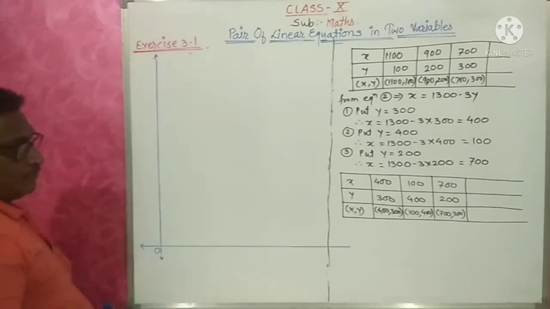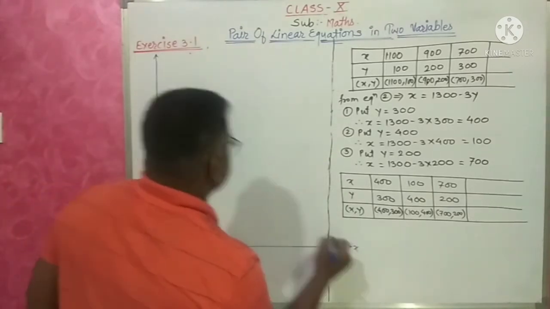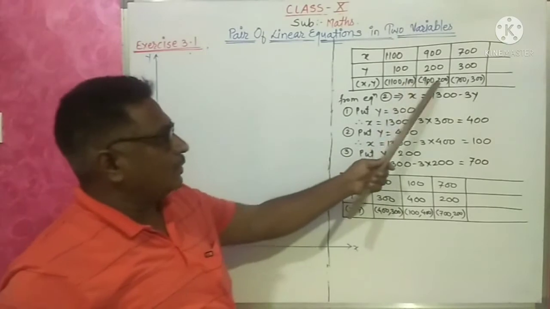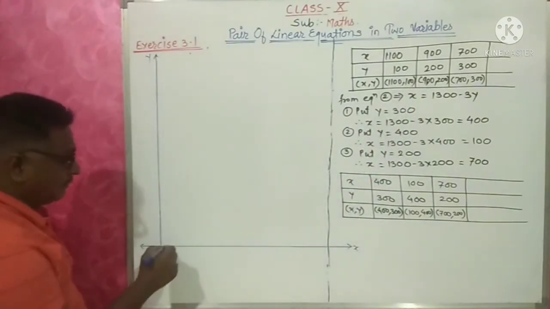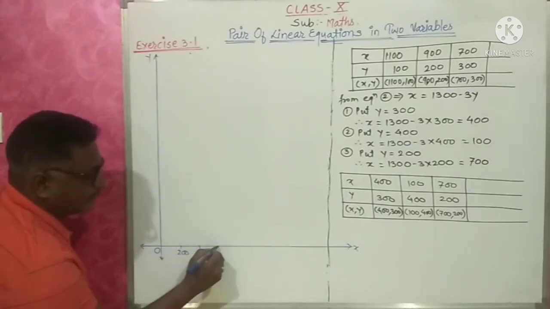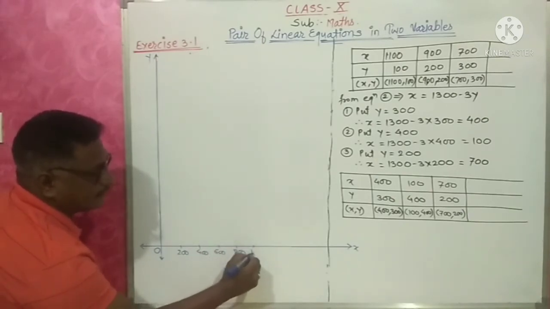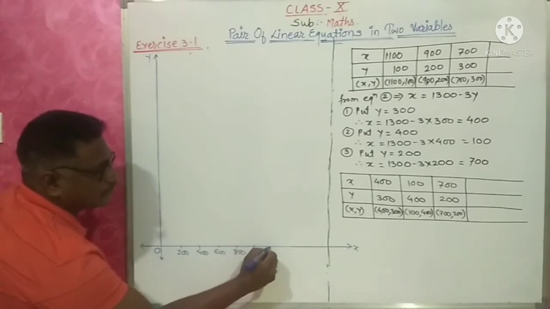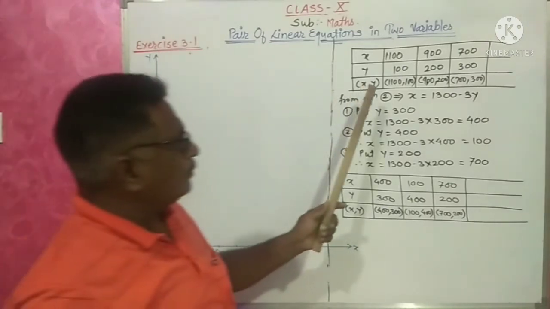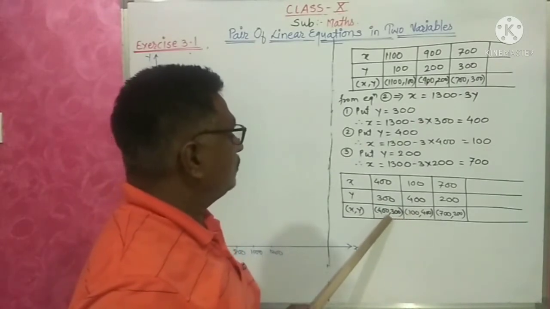Intersection is 0. Positive values are there, so only the first quadrant. This is the x-axis, this one is the y-axis. On the x-axis, what is the highest value? 1100. So here we will consider 200, 400, 600, 800, 1000, 1200.